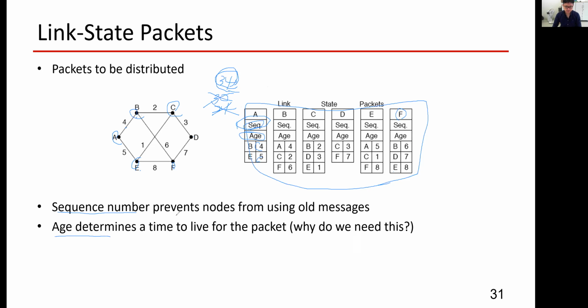Age is the time to live for the packet. If it runs through too many times, why do I need it? Meaning there's a high probability that it is looping through multiple times and I receive it again. Then I can kill it. So they do very similar jobs, but they are two mechanisms to kill old messages or looping messages. Okay.